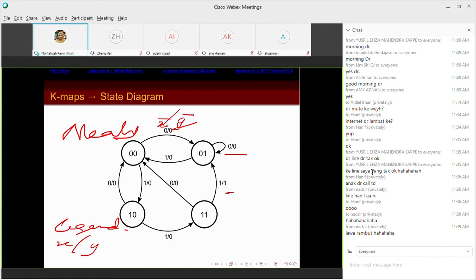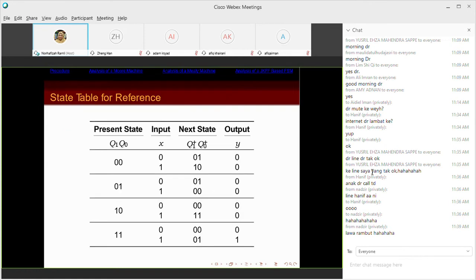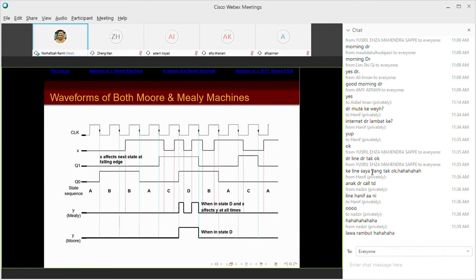Now I see the table. So this is the difference in the output. The rest is the same. So for Mealy, you have to show all. You cannot skip.